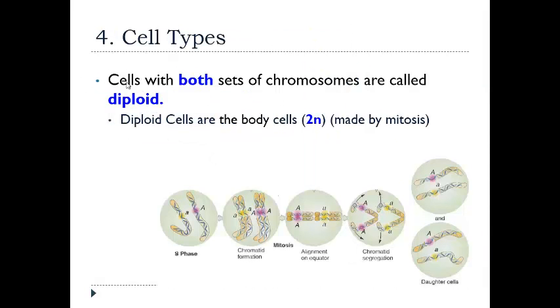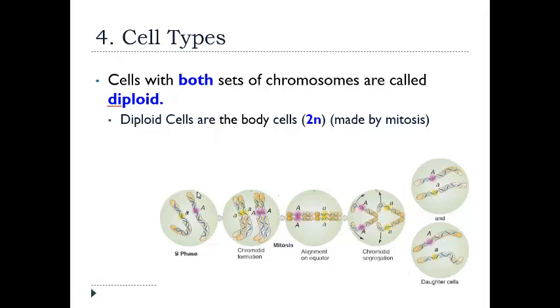So cell types. We really are looking at the sets of DNA when we talk about cell types. So cells with both sets of chromosomes are called diploid. Di meaning like dice, 2. Diploid cells are the body cells.